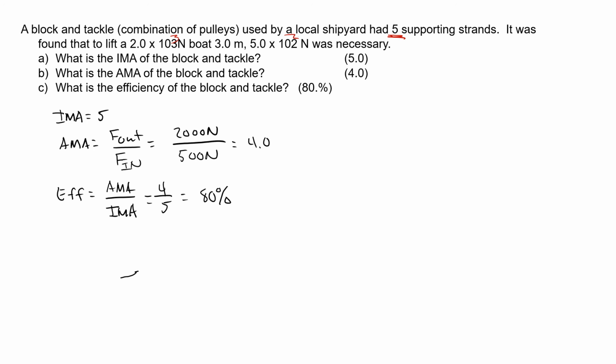One thing of note here, this 3 meters that we lifted the boat, even though we lost forces, the distances would still be the same. So the D in would still be 15 meters because we have to pull 5 times as far to lift it the same height. Even though it's not perfectly efficient, we still have that to deal with. The distances would still be the same, even though the forces are different from the ideal situation.